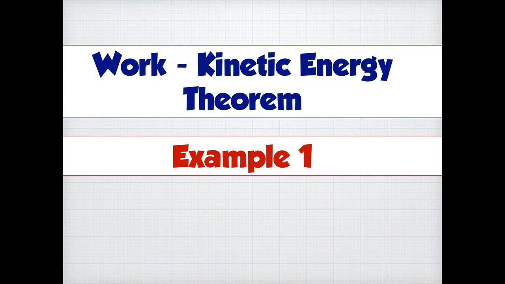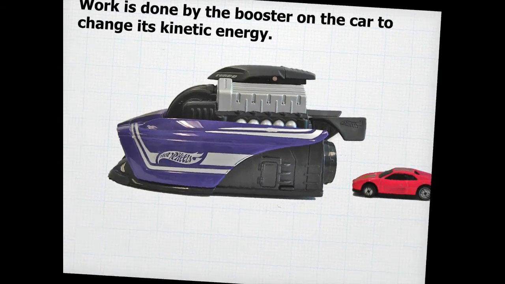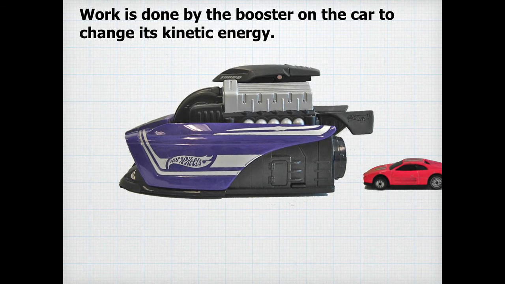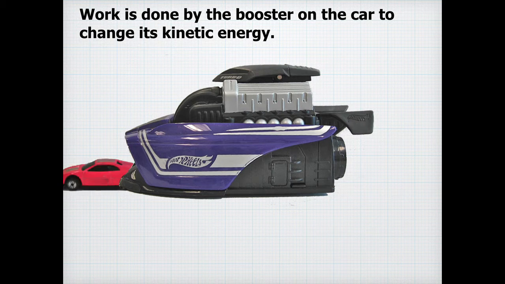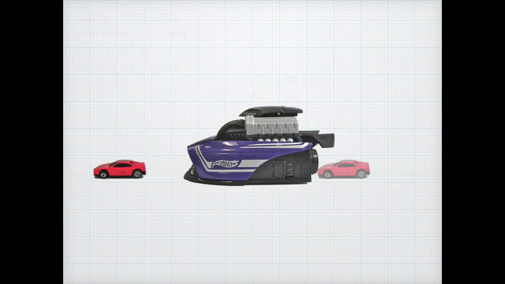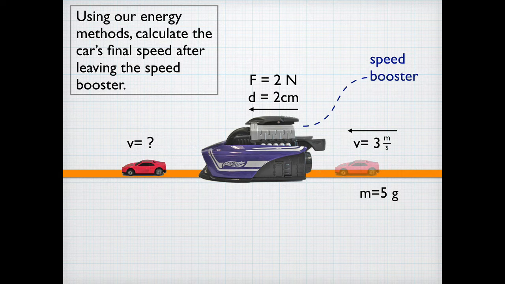This is the work kinetic energy theorem example 1. Alright, so this is a Hot Wheels booster, and it's made for the car that comes in one side and then goes faster as it comes out the other side. So this booster does work on the car to change its kinetic energy. Now we're going to be using our energy methods to calculate the car's final speed after leaving the booster.